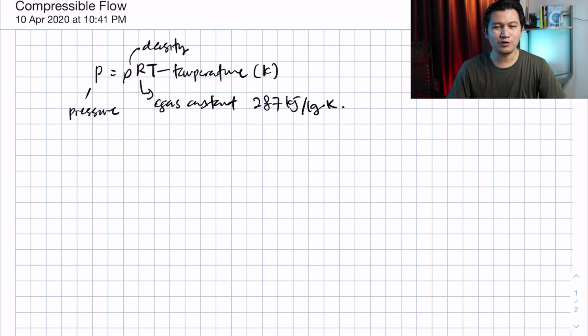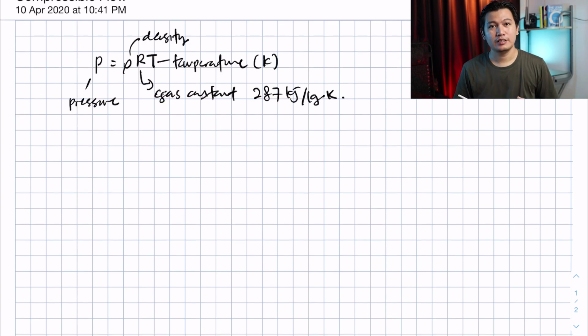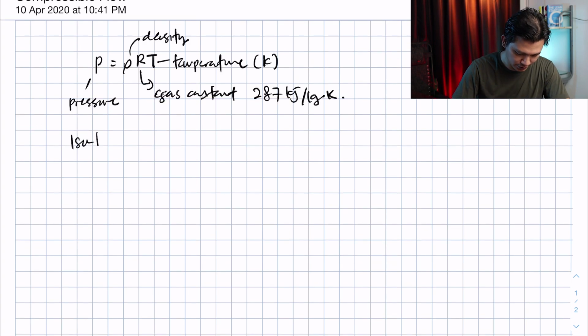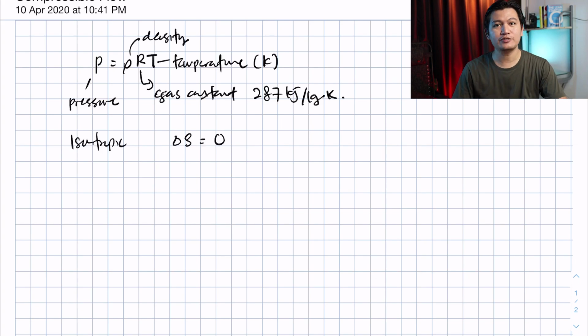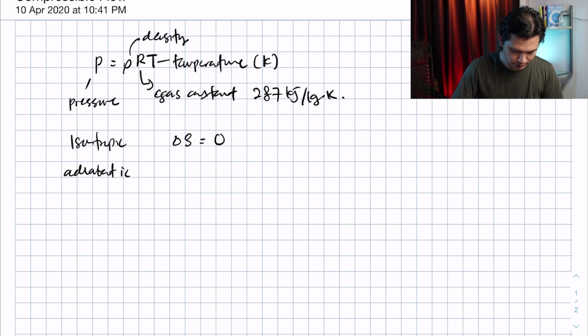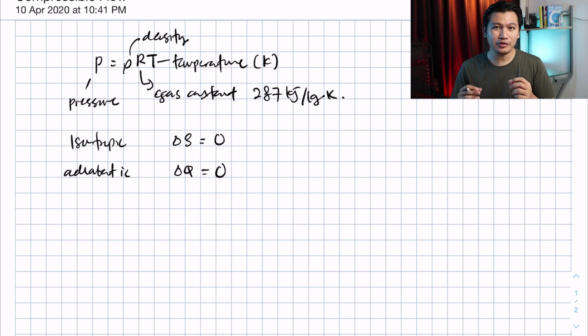Also, very often, when we study compressible flow, we're going to assume that the flow is isentropic and also adiabatic. So isentropic means that there is no change in entropy, the delta S is 0. And adiabatic means that the delta Q is 0, meaning that there is no heat transfer to and from the flow itself.